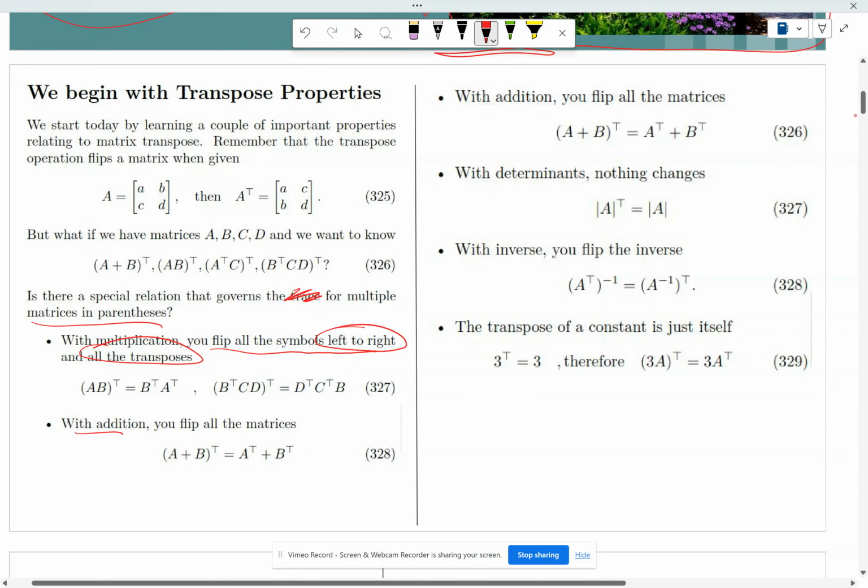With addition, there's nothing to flip. You just put a transpose here and a transpose here, and that's it. So with addition, the transpose moves directly.